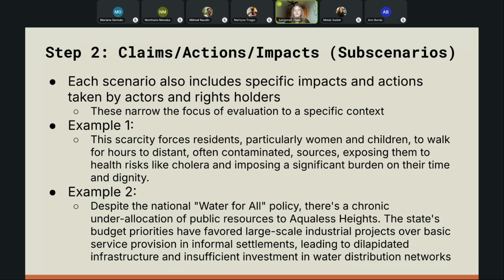The first example is focused on women and children, and describing how particularly women and children have to walk long distances to additional water sources, exposing them to health risks and imposing a burden on their time and dignity. The second sub-scenario I have here focuses on a policy action. There is a water for all policy in this fictional country, but the country has failed to allocate appropriate resources to fulfill that policy obligation.